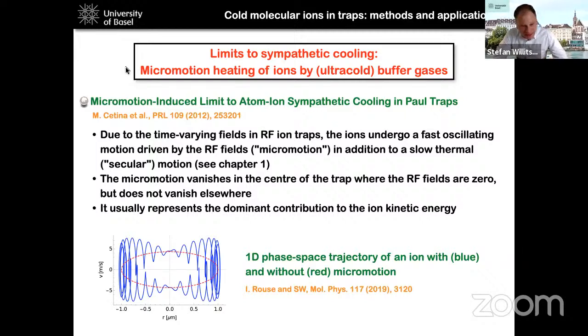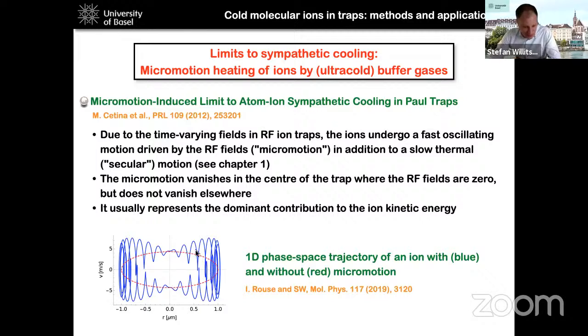And the problem, very often with trapped ions, is the micromotion. So we've encountered the phenomenon of micromotion already several times. Let me just briefly remind you what this is all about. We have an ion in the RF trap, right? And you can decompose the motion of such an ion in the RF trap into two components. Secular motion, which you can think of as the thermal motion of the ions in the effective potential of the ion trap, but superimposed on that, you have the micromotion. This is a fast oscillating motion which is driven by the RF fields.